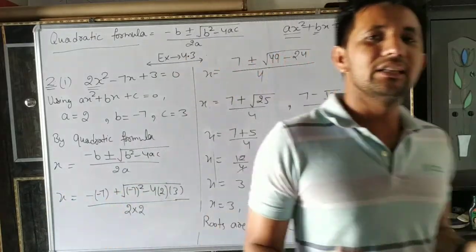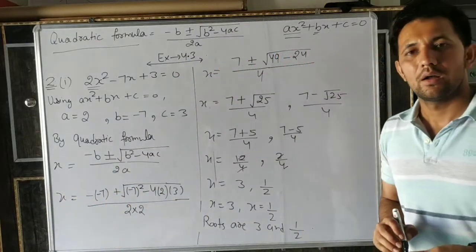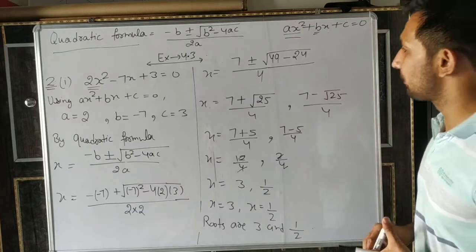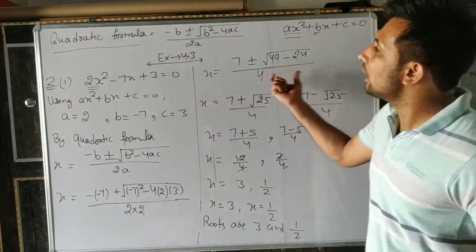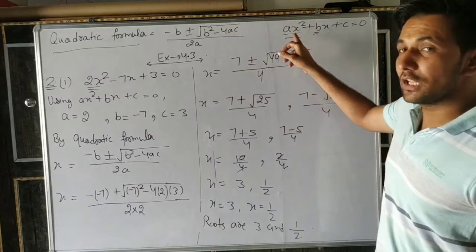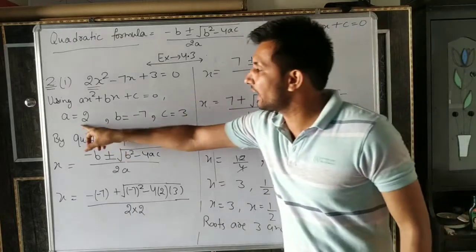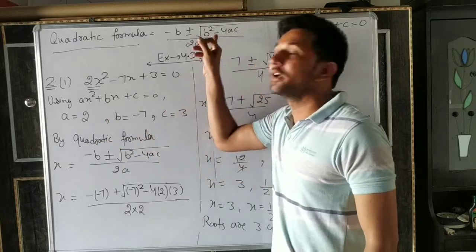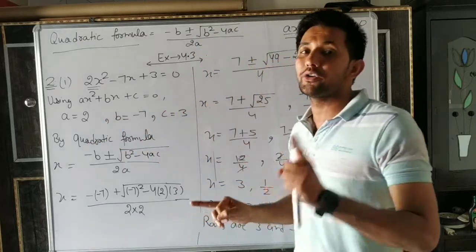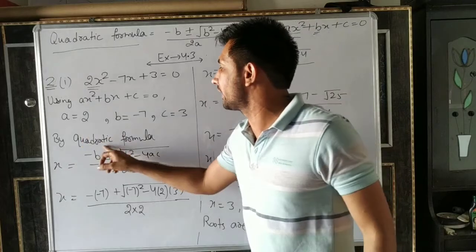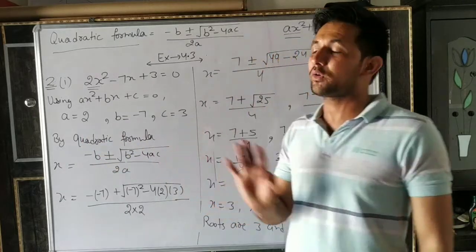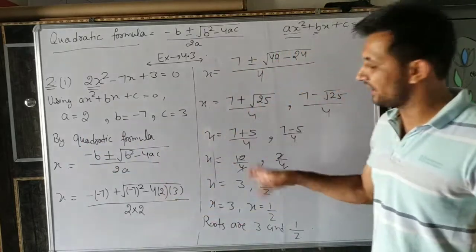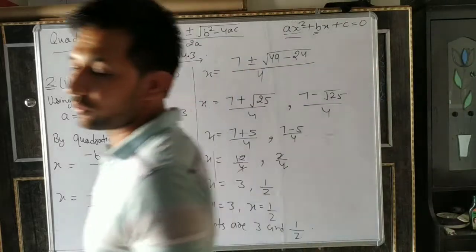Understand? Is there any problem? I hope no one has any problem, because you only have to compare with the general equation, find the values of a, b and c, and put the values of a, b, c in the quadratic formula. You will write this in every part. By using the quadratic formula we will find the value of its roots. Note it down here.